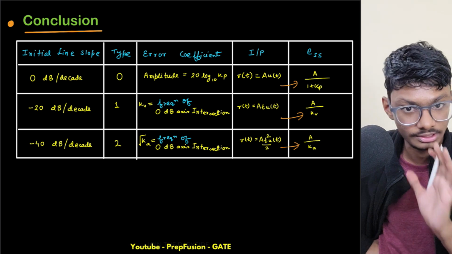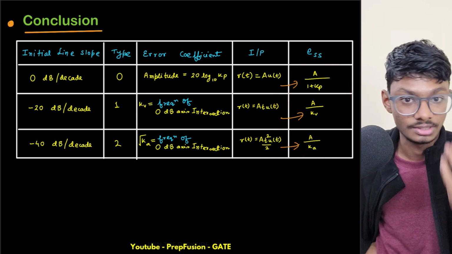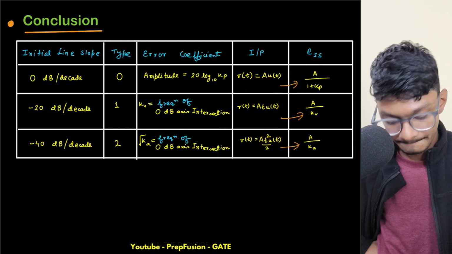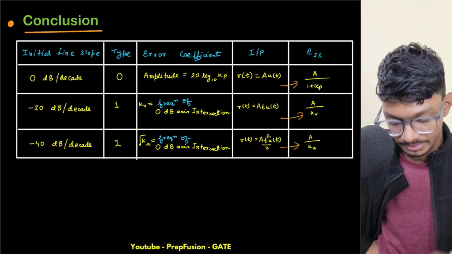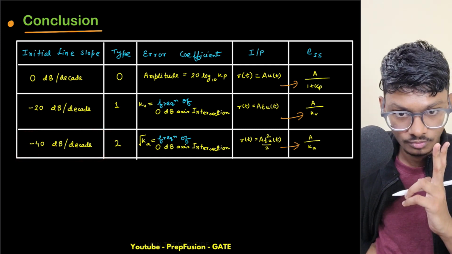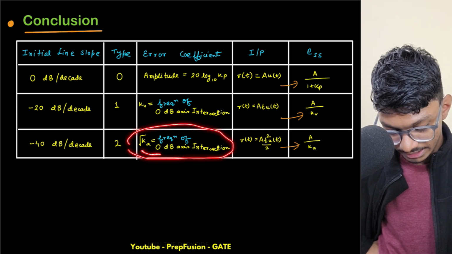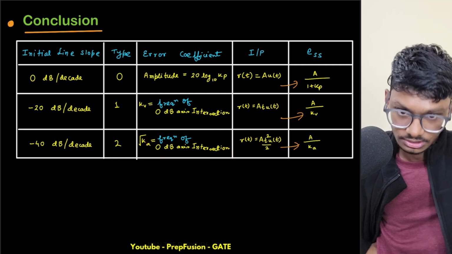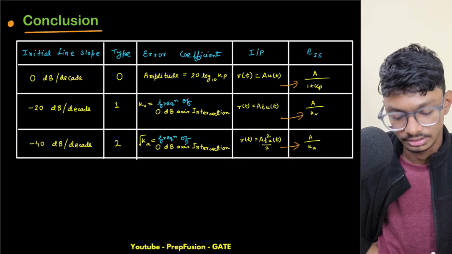For any other input the error will not be this. Just remember this. That's why I don't recommend remembering this. Someday they will change the input, then remembering all this will be a waste. If the initial slope is minus 40 dB per decade, then the type is 2, and the square root of the acceleration error coefficient is equal to the frequency at which it intersects the 0 dB axis, and the input is parabolic, then the error is like this.